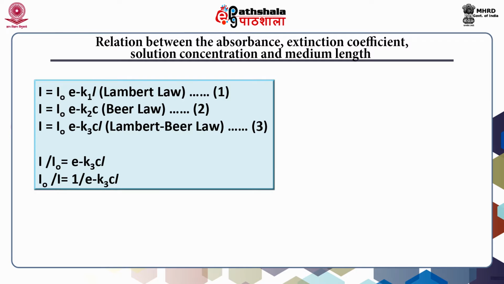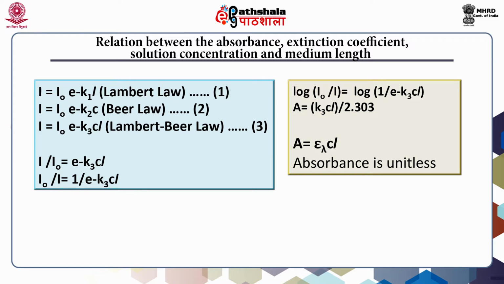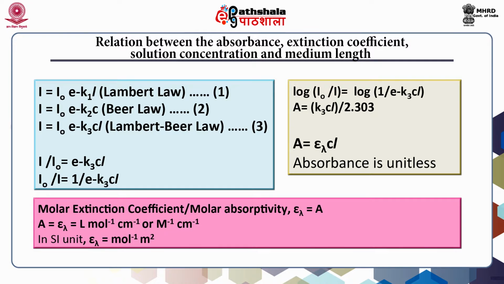By taking the log on both sides of the equation, the absorbance of the solution is the product of the extinction coefficient, the concentration of the solution and the path length of the cuvette through which the light travels. Molar extinction coefficient, also known as molar absorbance coefficient or molar absorptivity, is equal to absorbance when the concentration of the solution is 1 mole per liter and the path length of the cuvette is 1 centimeter.